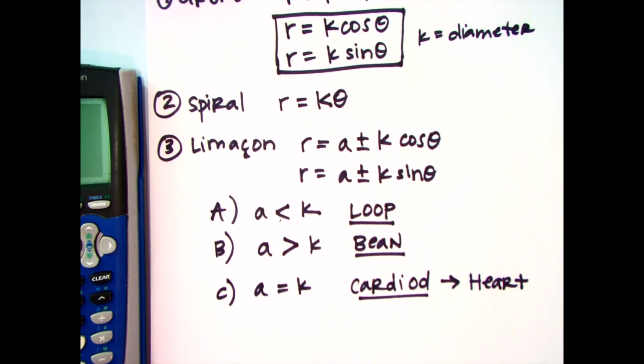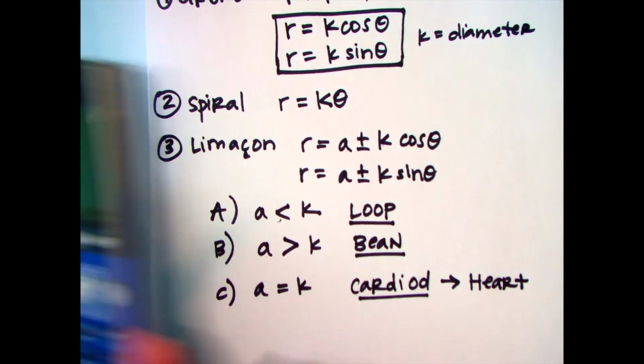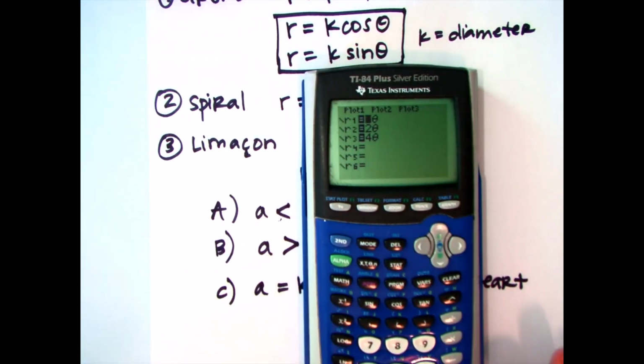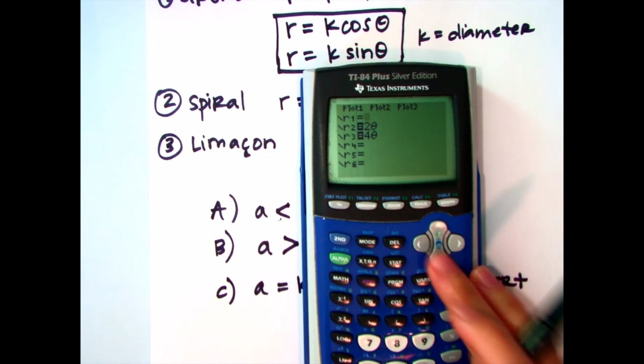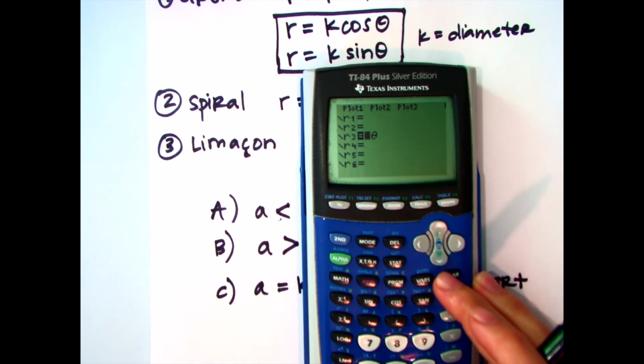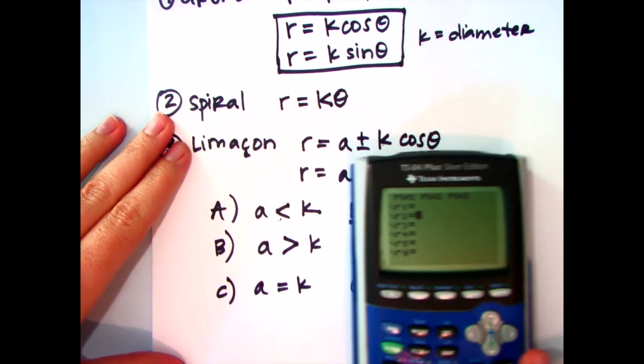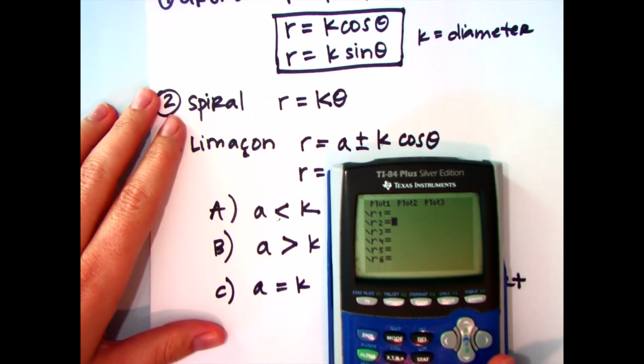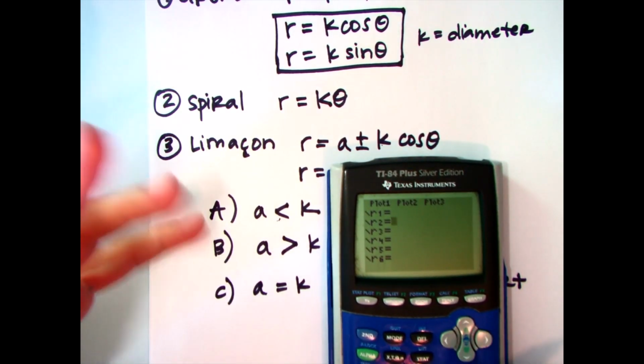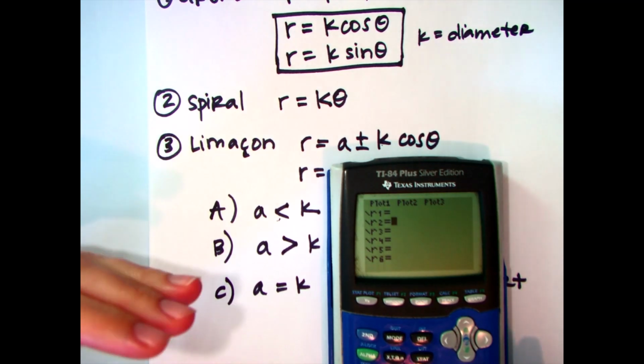All right, so let me show you some different scenarios of what I mean by this. So we're going to go back to the graphing calculator, and let's get rid of all these that are in there. So we're going to keep with this equation, a plus or minus, and we'll start with cosine of theta.